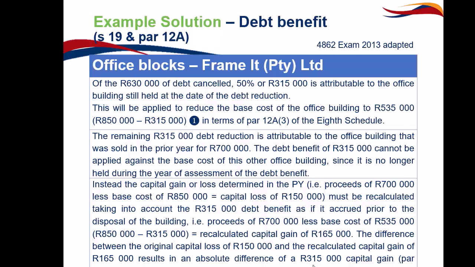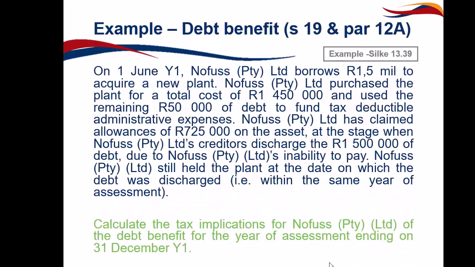315,000. Don't get confused. Don't say 165,000 minus 150,000, it gives you 15,000. No, that's not the case. Remember, you're moving from a loss of 150,000 to a gain of 165,000. So you're going to say 150,000 plus 165,000, and it gives you a total capital gain of 315,000, and that's what we're going to show as a capital gain in our current year of assessment.